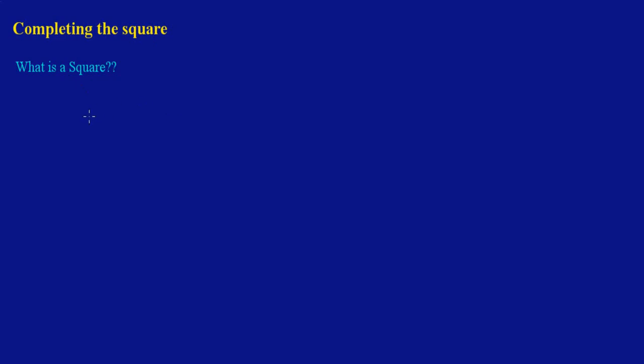Now, a square by definition is the product of a rational number multiplying itself. Okay, it's a product of a rational number being multiplied by itself. So since we have a clear definition of what a square is, we should also know what's a rational number. And a rational number is any number that can be expressed as a decimal or a fraction.